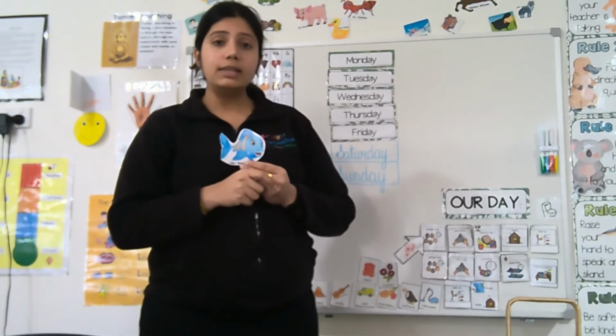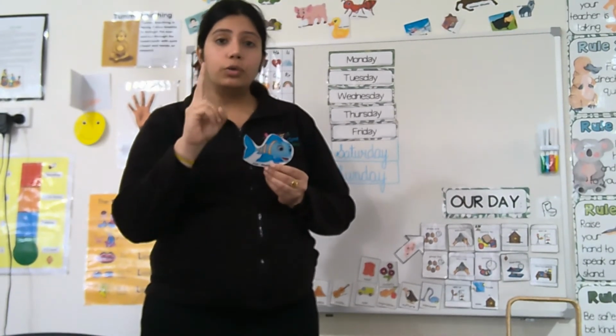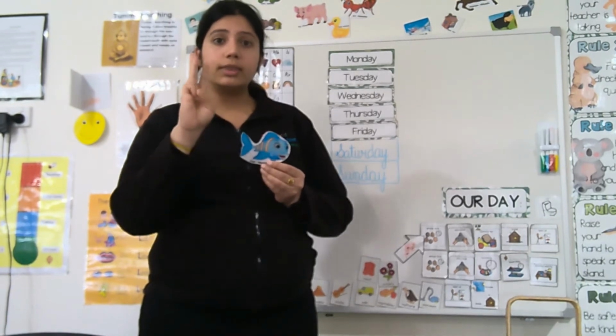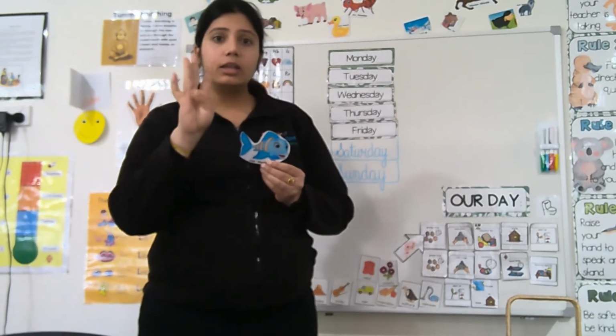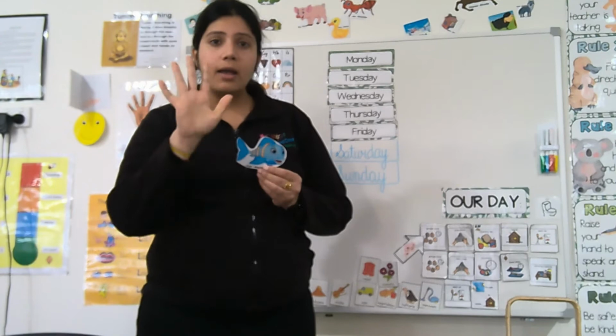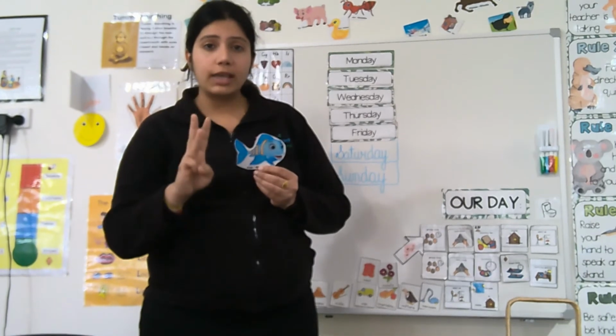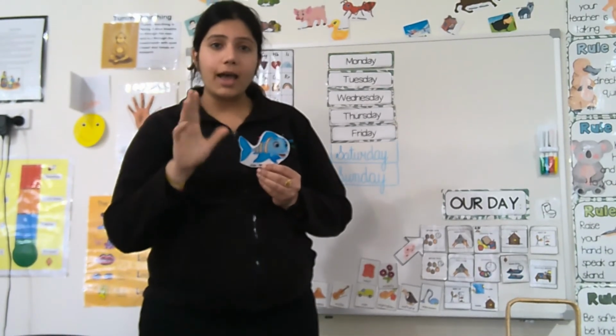Ouchie. Alright guys, I will tell you how we count 1 to 5 in Hindi language. Ready? Ek, do, teen, char, panch. That was 1, 2, 3, 4, 5.